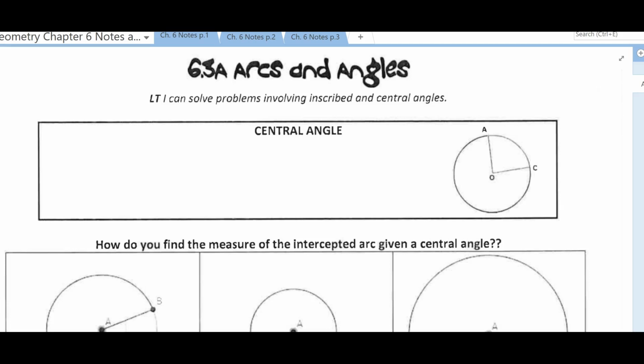In this video, we're going to continue talking about circles and more specifically arcs and the angles that correspond to them, the central angles. So let's define central angle here.